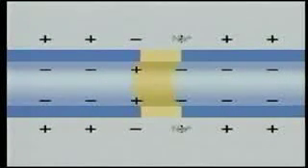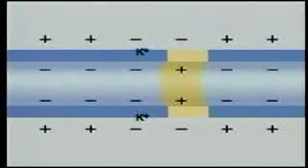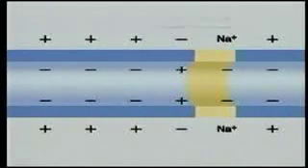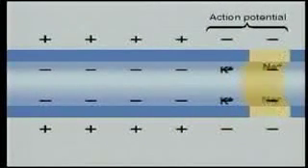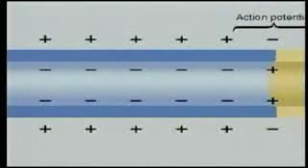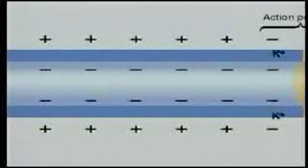This reversal of charge, followed by restoration of the resting state, is called an action potential. Action potential is another name for nerve impulse. Action potentials travel very rapidly along the membrane of a nerve cell. Some move at a speed of 300 feet per second.